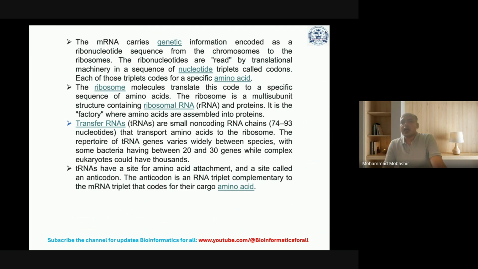Transfer RNAs are small non-coding RNAs, 74 to 93 nucleotides long, that transport amino acids to the ribosome. The repertoire of transfer RNA genes varies widely between species, with some bacteria having between 20 to 30 genes, while complex eukaryotes could have thousands. Transfer RNAs have a site for amino acid attachment and a site called an anticodon. The anticodon is an RNA triplet complementary to the mRNA triplet that codes for the cargo amino acid.